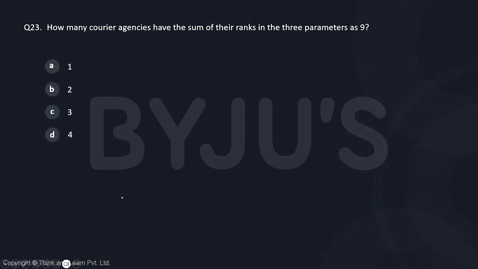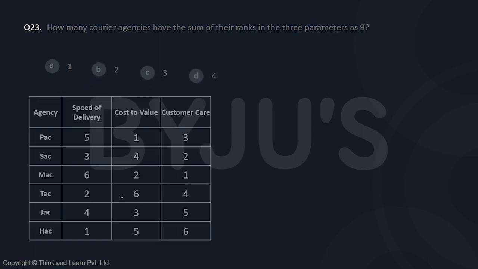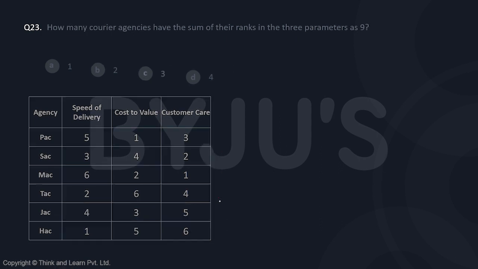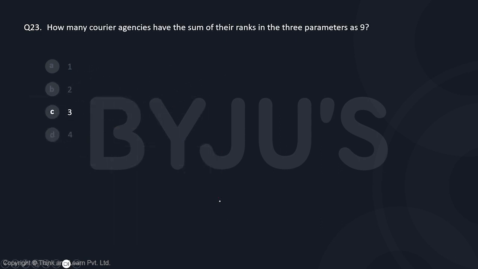How many courier agencies have the sum of their ranks in 3 parameters as 9? So let's have a look at this. 5 plus 1 plus 3. Yes, this comes out to be 9. 3 plus 4 plus 2. Yes, it is equal to 9. 6 plus 2 plus 1. Yes, it is 9. 6 plus 4 plus 2 is not 9. 4 plus 3 plus 5 is not 9. 1 plus 5 plus 6 is not 9. So 3 of them has a sum of 9. The answer is 3.